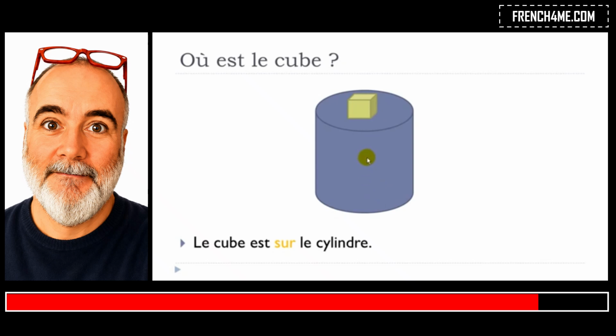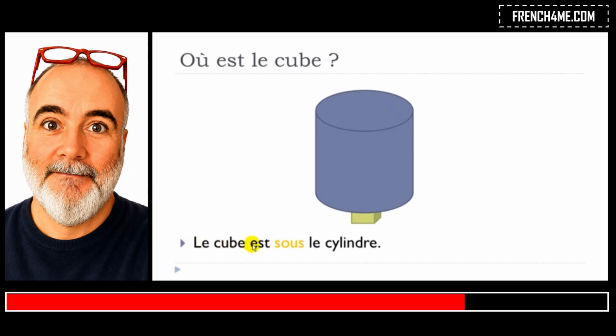Okay, so just to make it clear, because that's the things we'll use to introduce, well, the prepositions. Le cube est sur le cylindre. So you can see it's on. Okay, so sur le cylindre. Okay, and there is contact here. Okay, it's quite important. Second option, same thing, but it's basically under here.